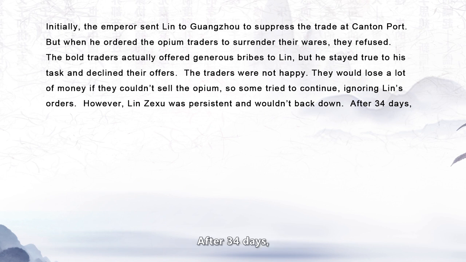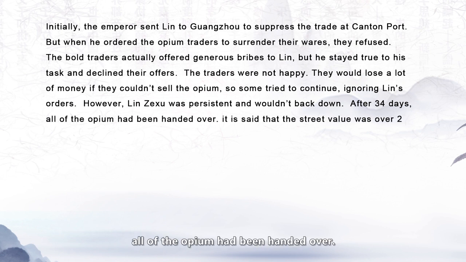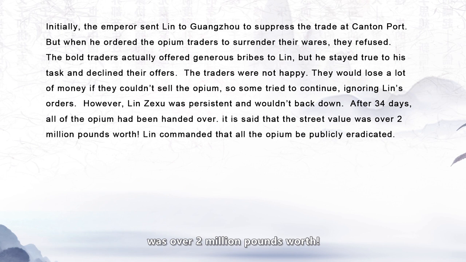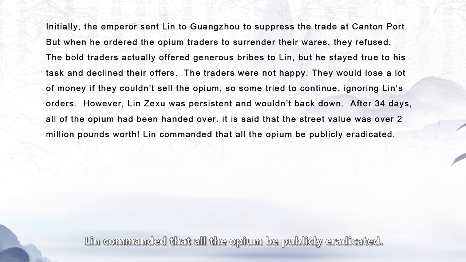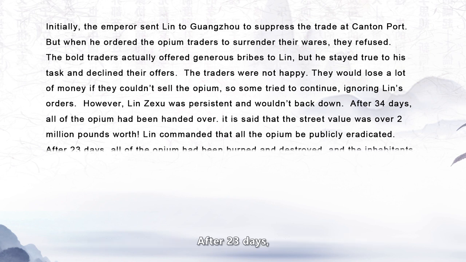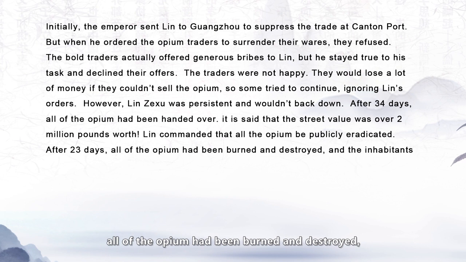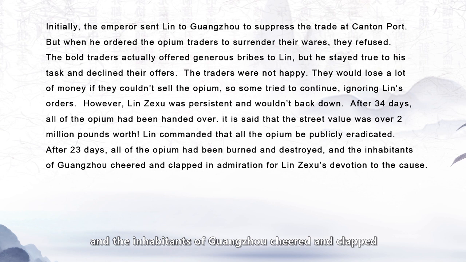After 34 days, all of the opium had been handed over. It is said that the street value was over £2 million worth. Lin commanded that all the opium be publicly eradicated. After 23 days, all of the opium had been burned and destroyed, and the inhabitants of Guangzhou cheered and clapped in admiration for Lin Zexu's devotion to the cause.